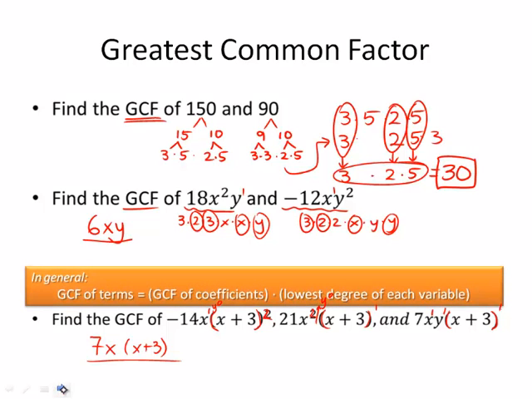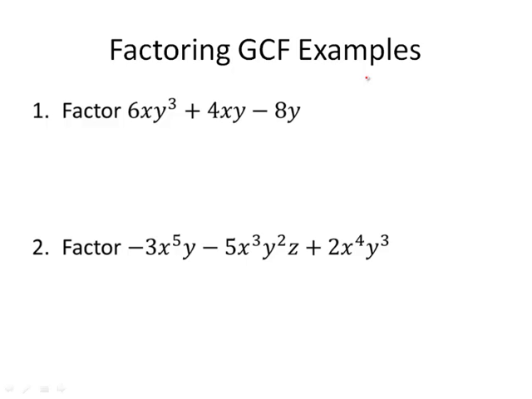So the generalization is that the greatest common factor of your terms is found by taking the greatest common factor of your coefficients, your numbers, as before, multiplied by the lowest degree of each variable. Let's take a look at some factoring examples where we need to take out the greatest common factor. Remember, when you're factoring out a greatest common factor, you will always be left with the same number of terms. We first want to identify what the greatest common factor is.